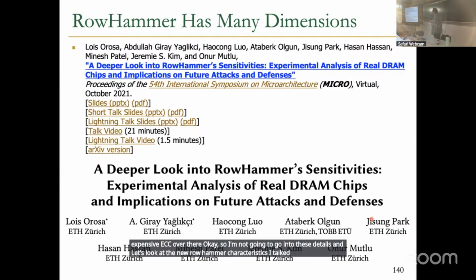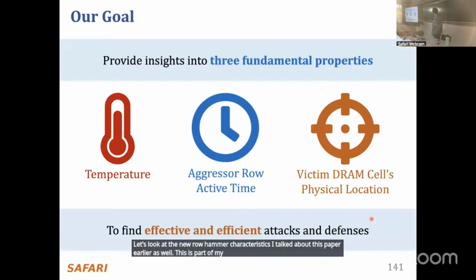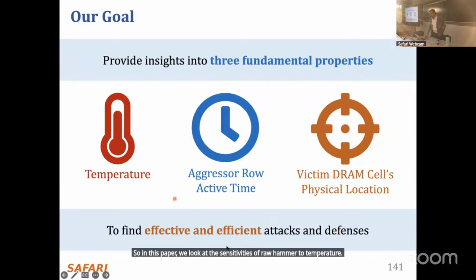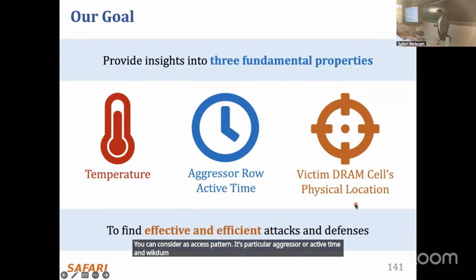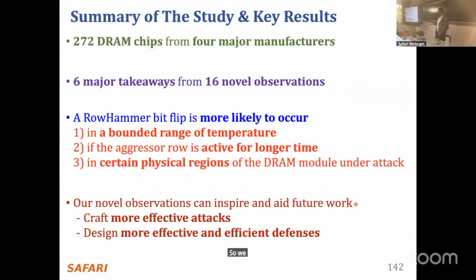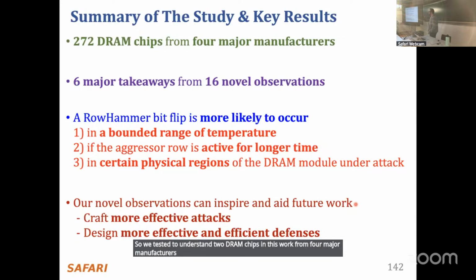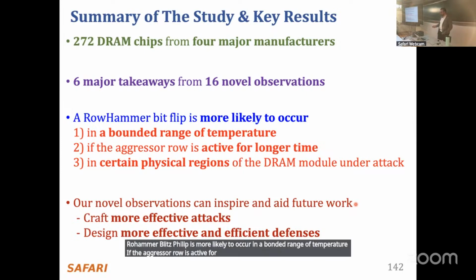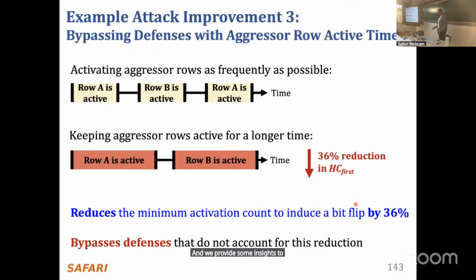I talked about this paper earlier as well. This is part of my thesis, so I really like it. So in this paper, we look at the sensitivities of RowHammer to temperature, which you can consider as access pattern, aggressor row active time, and victim DRAM cells' physical location. We tested 272 DRAM chips in this work from 4 major manufacturers, so we covered up to 98% of the market share, I guess. And we got some takeaways and observations. Essentially, what we show is that a RowHammer bit flip is more likely to occur in a bounded range of temperature if the aggressor row is active for a longer time and in certain physical regions of the DRAM module under attack. And we provide some insights to improve attacks and defenses.